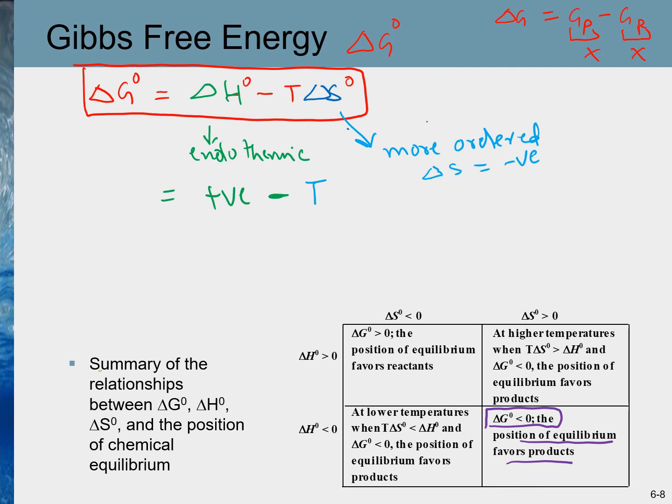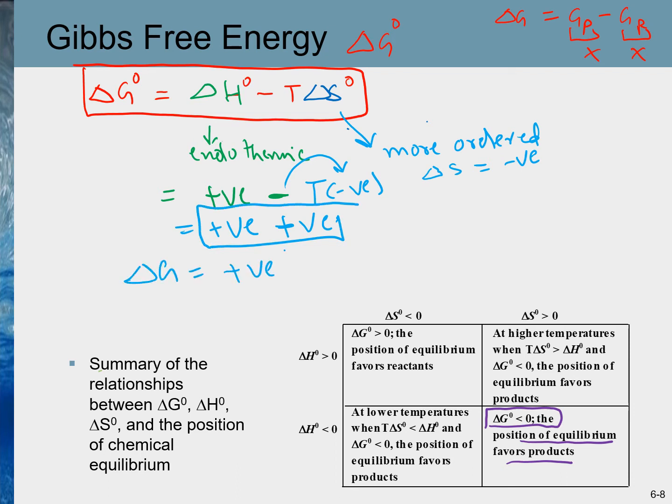Remember, more randomness means an increase in entropy. Less randomness means more order, which means a decrease in entropy. So if it's more random after the reaction, then the delta S value will be positive. If the reaction leads to a more ordered structure or less degree of freedom, then delta S will be negative. So in that case, T times a negative value is negative, and minus that is positive. Negative times negative will also be positive. Therefore delta G in that case will always be positive.